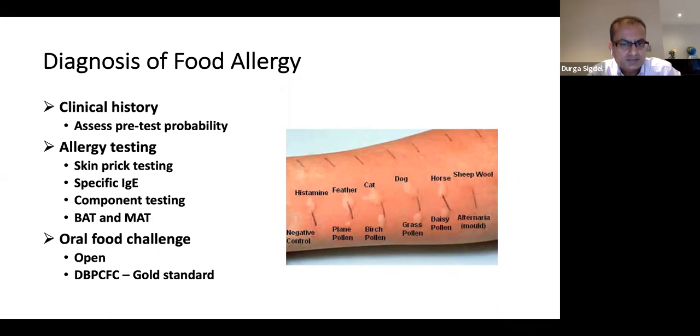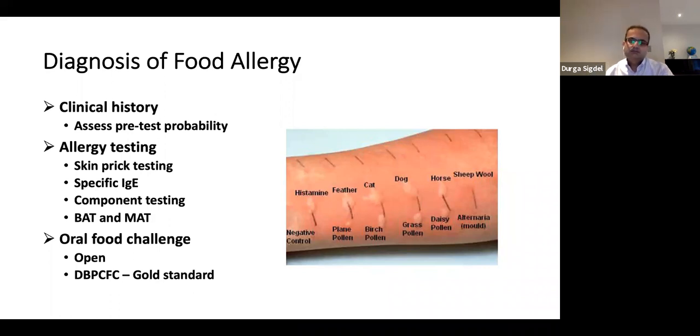And what is the type of reaction? If there is urticaria, angioedema, or any systemic involvement, respiratory, GI tract, or cardiovascular, then it's more likely to be IgE type of allergy. But if it is a delayed type of reaction, for example, the child starts vomiting, has constipation, or eczema getting worse, then it is a delayed type of reaction. So these things will help you to determine what is the type of allergy and if the child is allergic to food or not. And then once you establish this in history, then you order the investigation.